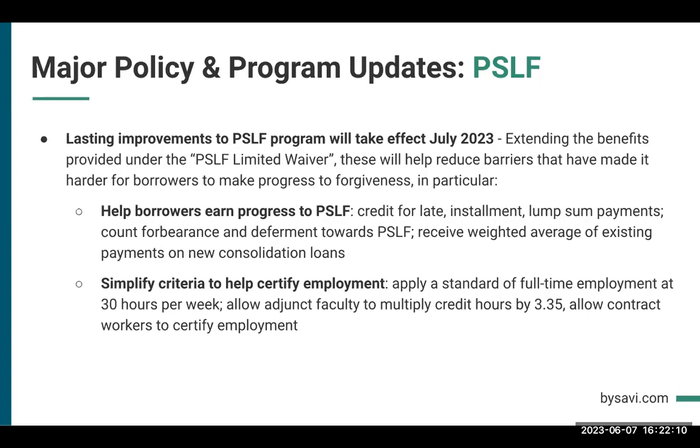They'll also be allowing adjunct faculty to multiply their credit hours by 3.35. This will allow adjunct faculty to get closer to and hopefully over that 30-hour threshold so that they can qualify as well. And another change, in certain cases, contract workers will be allowed to certify their employment as well. So if you are a contract worker working via contract for a public service employer, you may be able to certify your employment and qualify for forgiveness too.